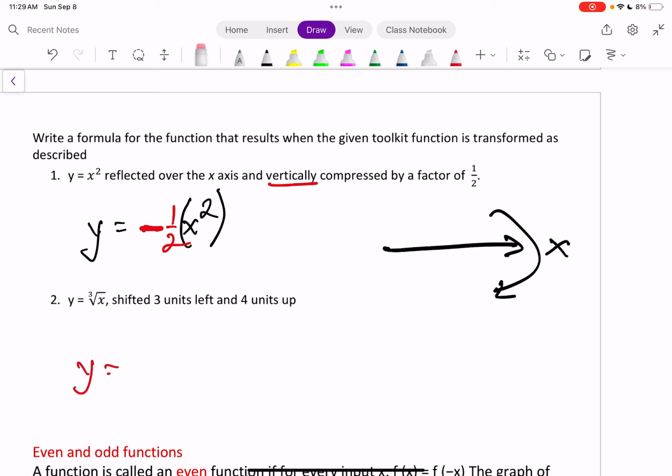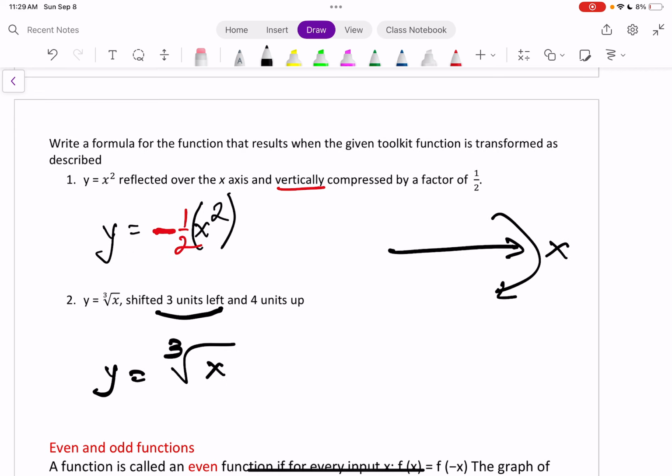Now we're starting with the cube root function, and it got shifted left, so it went left 3 units. That means I have to add 3 to the x's. So instead of going to the right, as we would think, because as x plus 3 is, again, you minus 3 from all the x's, that's why you go left. And then 4 units up, that means we're adding 4 to the function, so on the outside, and we're just adding 4, as it says.